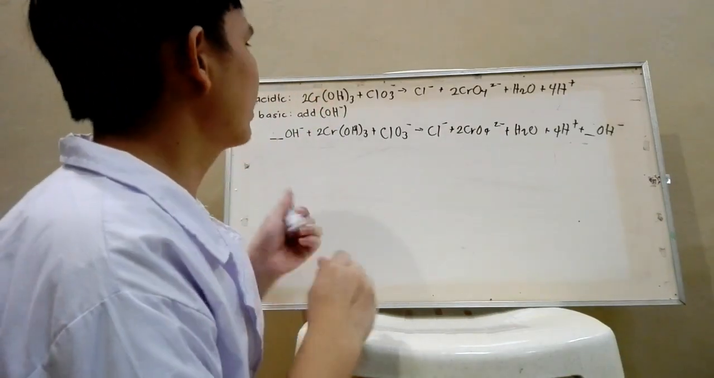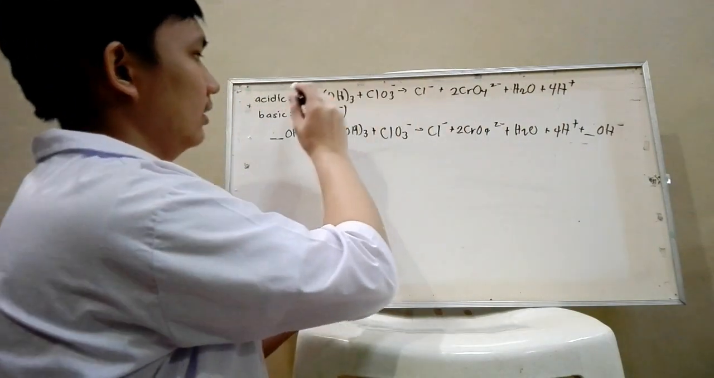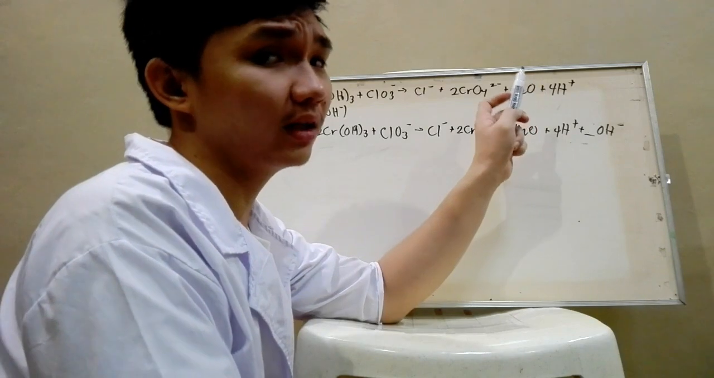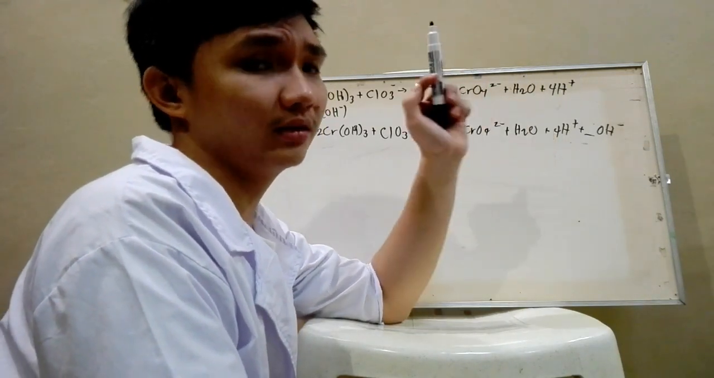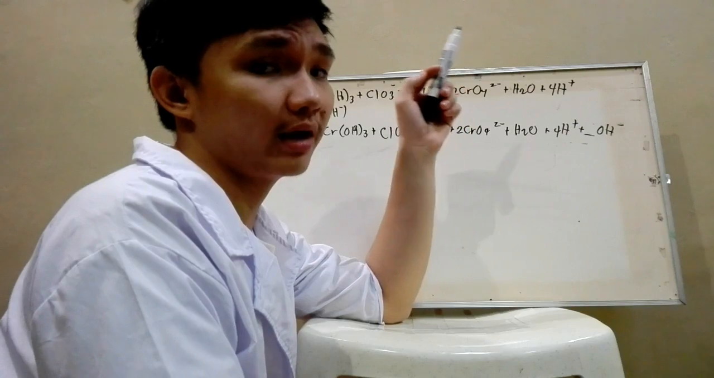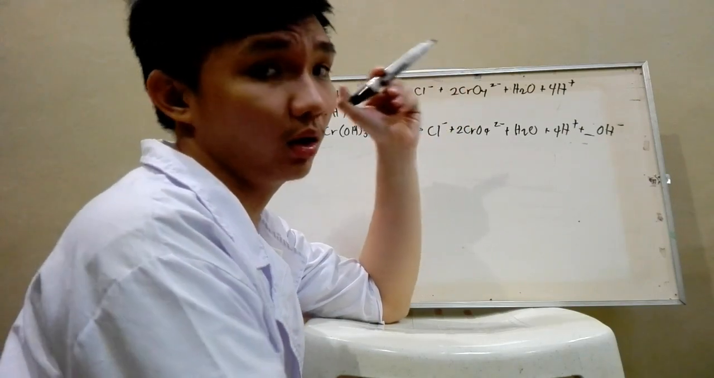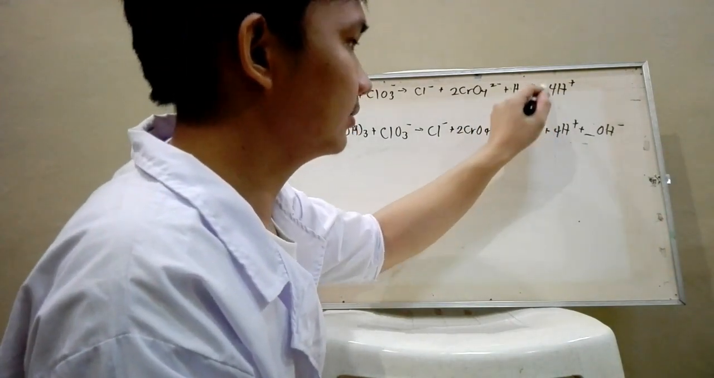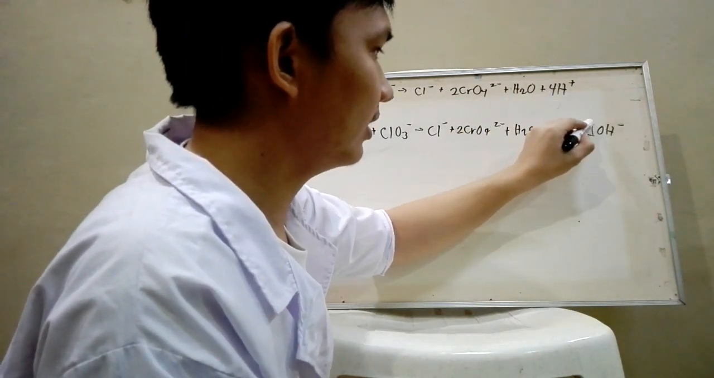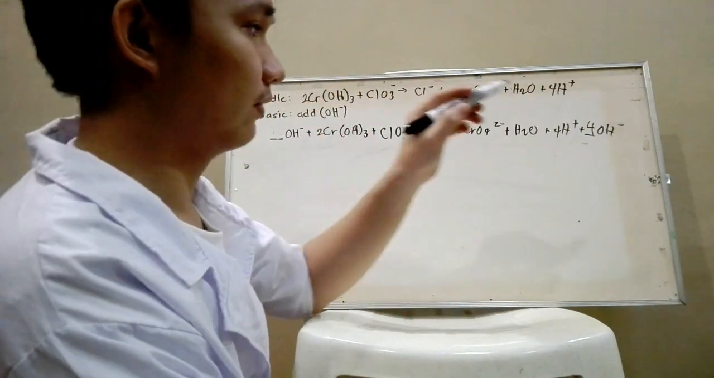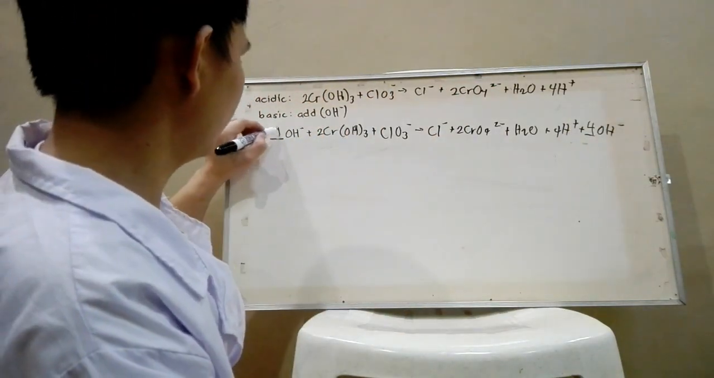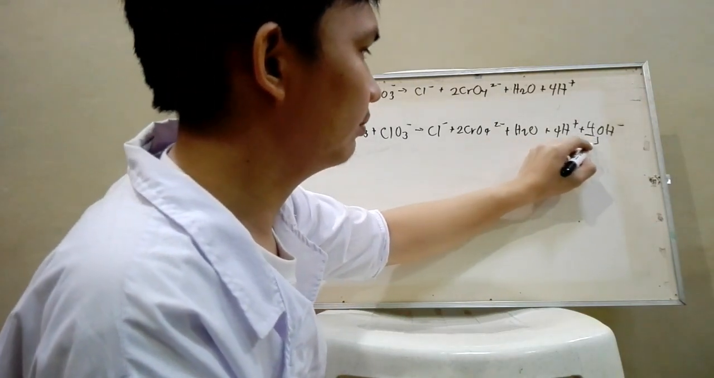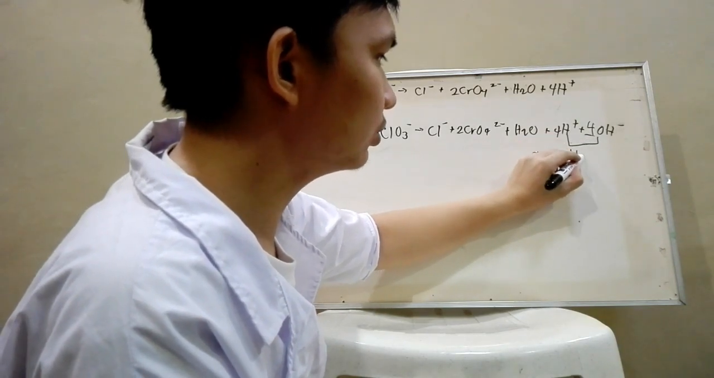So we have here our acidic redox reaction. And it is acidic because of these hydrogen atoms. So for it to be basic, we should add hydroxide to the product side and also to the reactant side, because that's the law of conservation of mass. So we have 4 hydrogen atoms here, so we should also have 4 hydroxide for it to neutralize. So 4 here also.